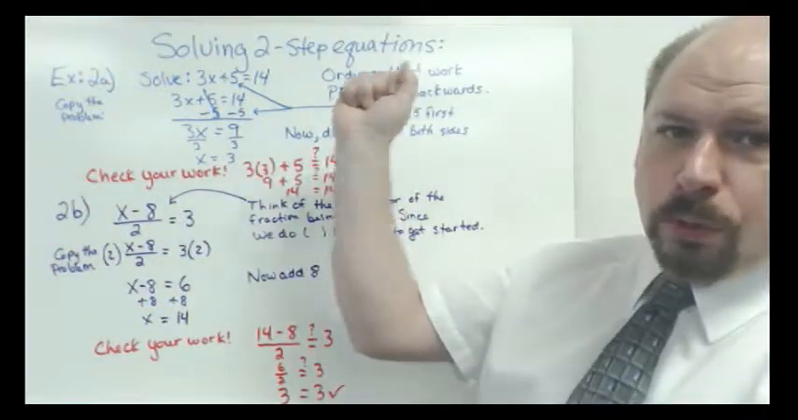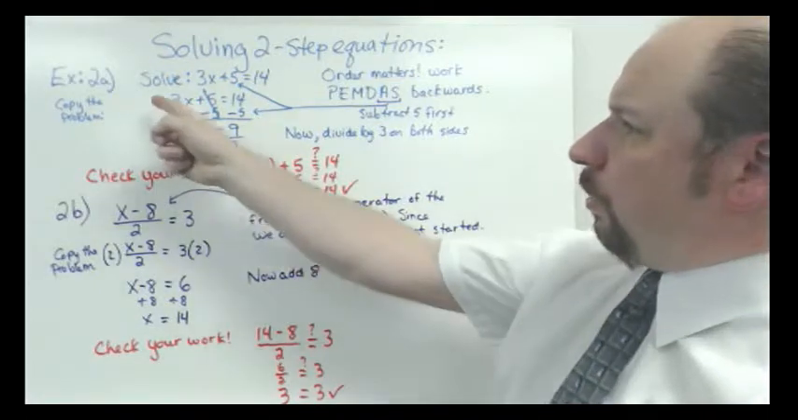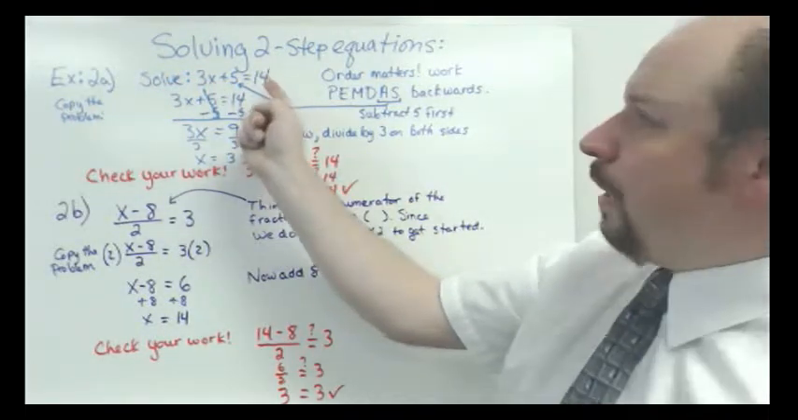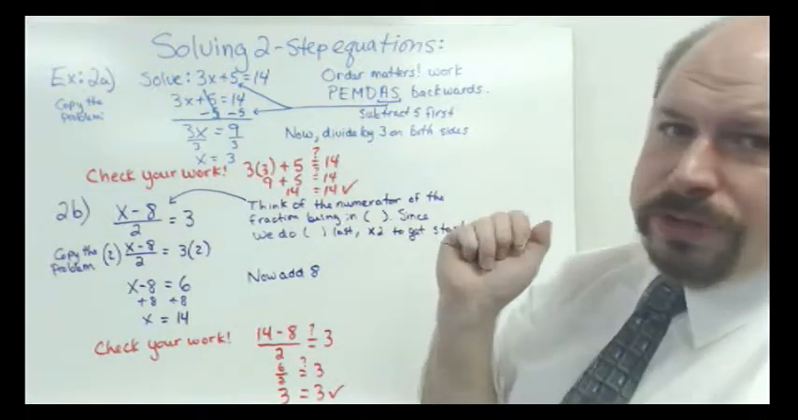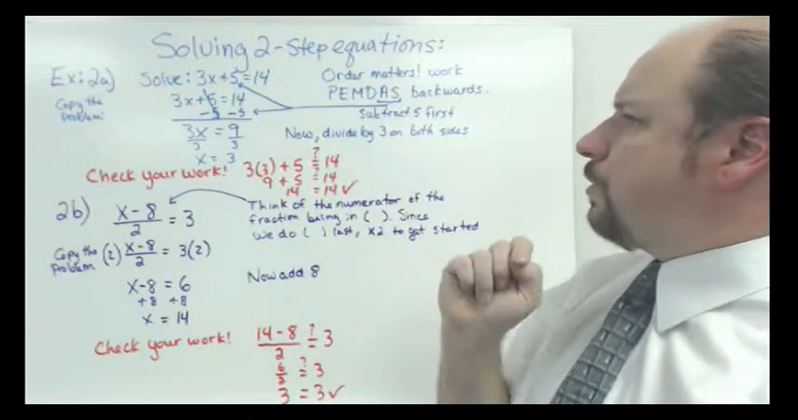Okay, we'll get a little more complicated here. We're going to go on to two-step equations. So in our first two-step equation example, solve 3x plus 5 equals 14. Now remember, order does matter. We do want to work order of operations backwards.